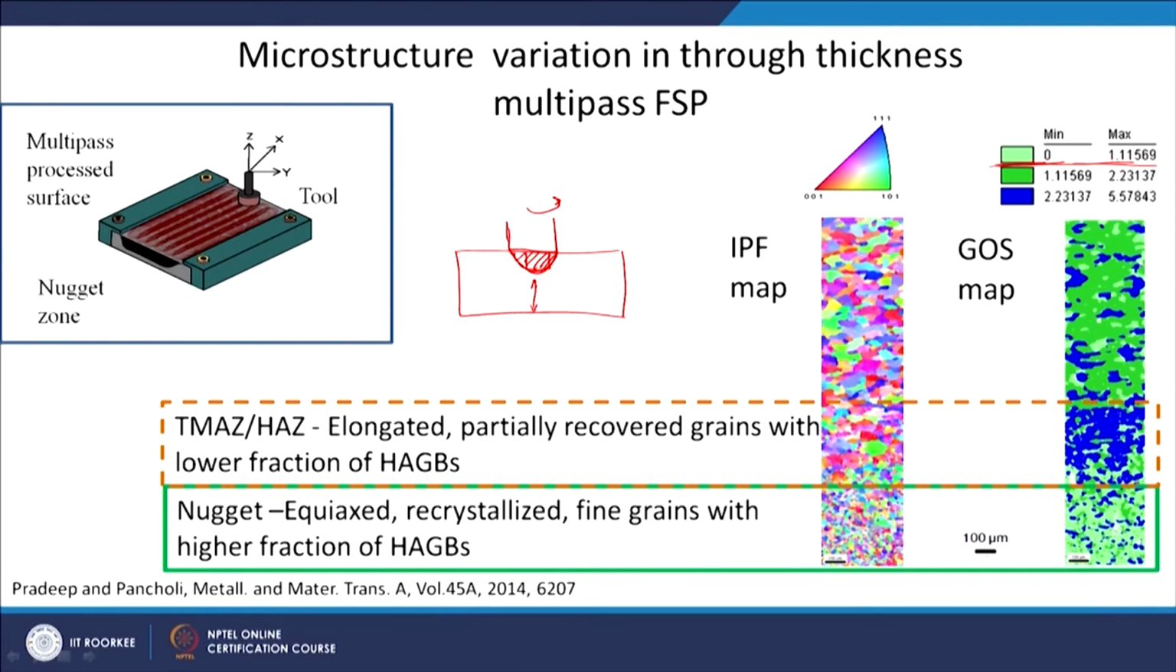So, there you can see that the grain orientation spread is much higher, and here also I can see coarse grains. Okay. And the grain orientation spread value is much higher, more than 2.2 here. So, this is my area which is, I would say, a thermomechanically affected zone, and beyond that it is either heat affected zone or the base material.